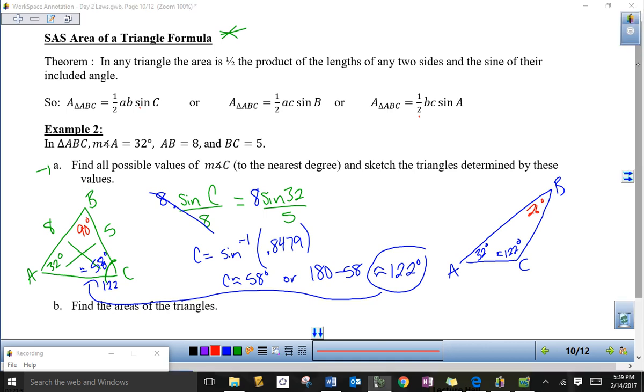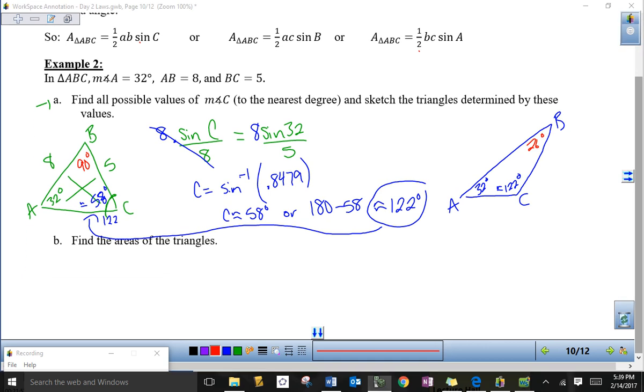So those are our possible triangles. On your homework, you'll be asked to solve the triangle. If it asks you for that, you would need to do one more step here and go find this missing side here. Okay, but finding the side using law of sines is pretty straightforward here. So I'm going to move on to talk about the area of the triangles.